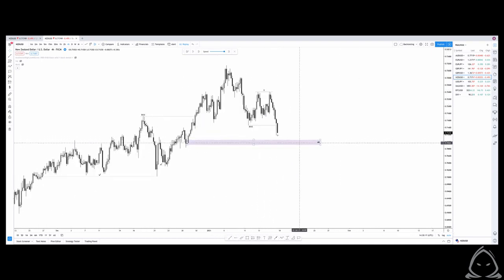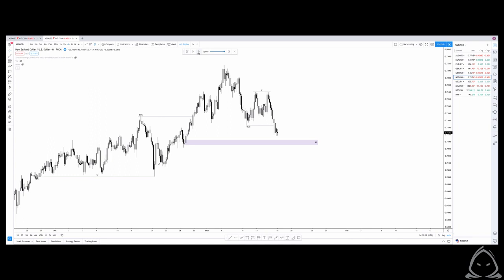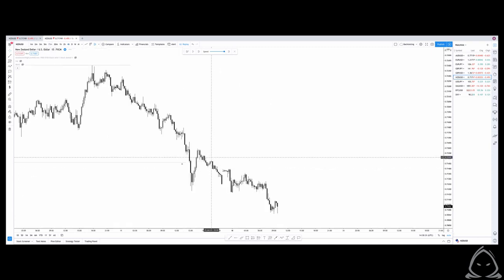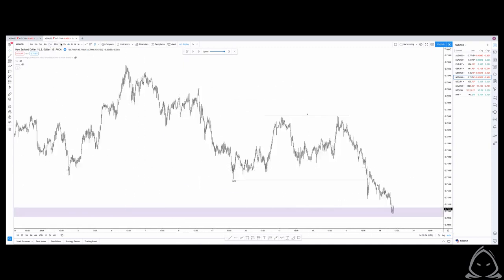So now I'm just waiting for price to do its thing. So now we've tapped in. Obviously, my alert would ping. This is 6 a.m. in the morning, so I would be on my chart. I trade London and New York. And for me now, it's a case of dropping down and seeing what's in this POI.